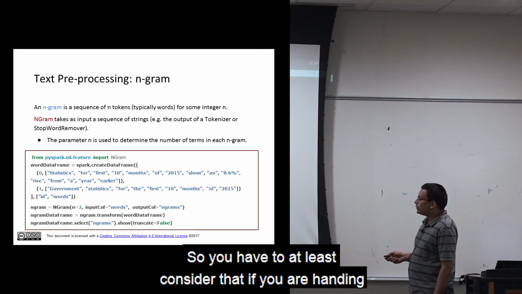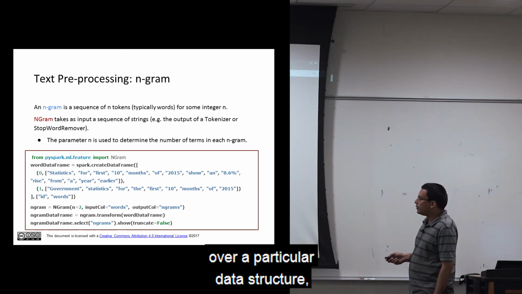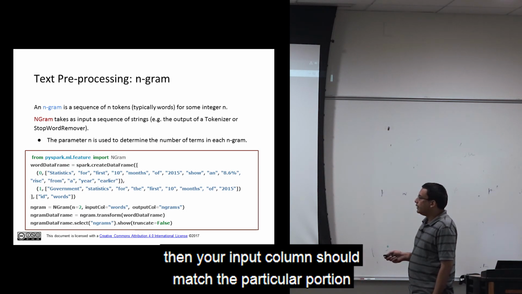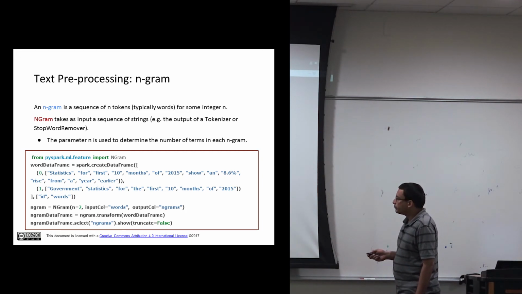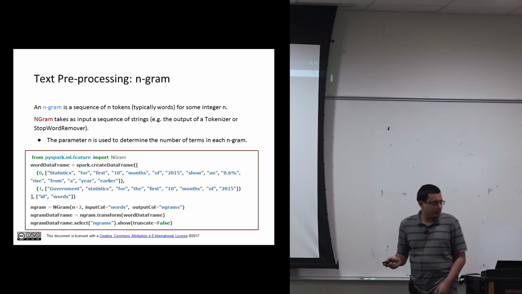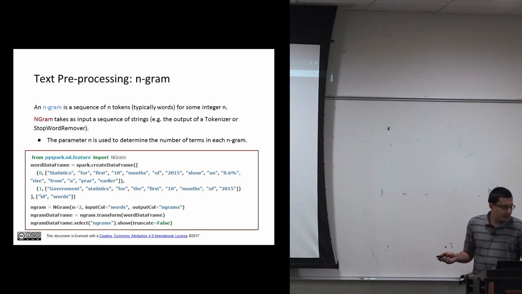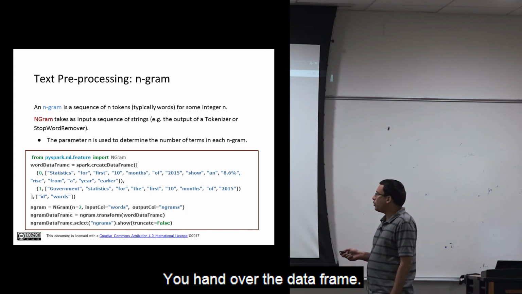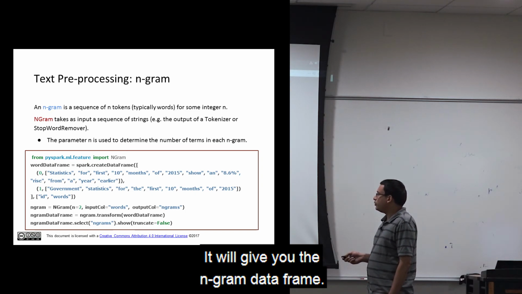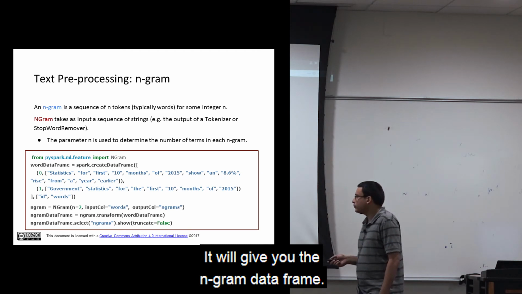You always have to consider that if you are handing over a particular data structure, then your input column should match the particular portion of the data you are considering to process. And you call ngram.transform, you hand over the word data frame, and it will give you the n-gram data frame.